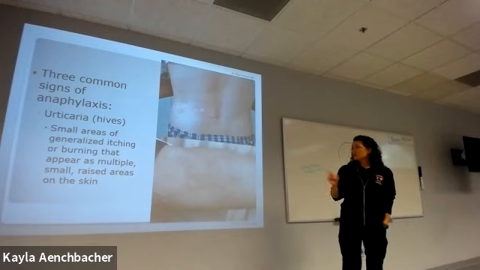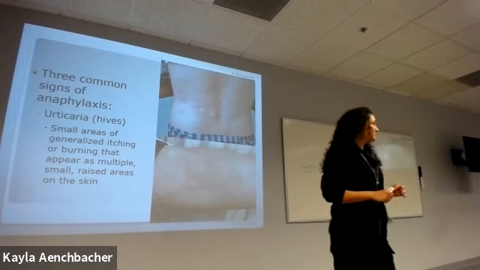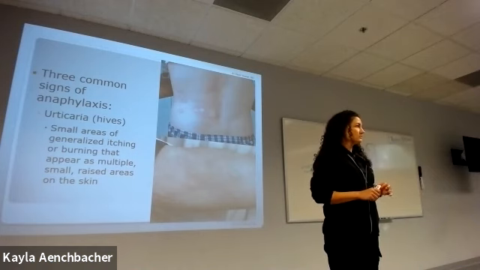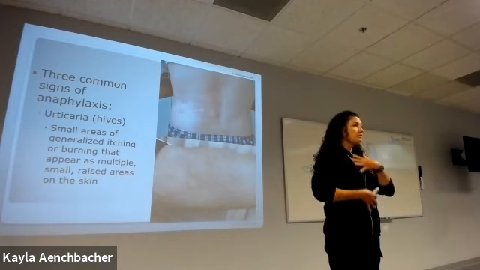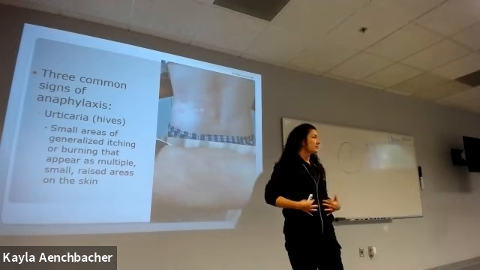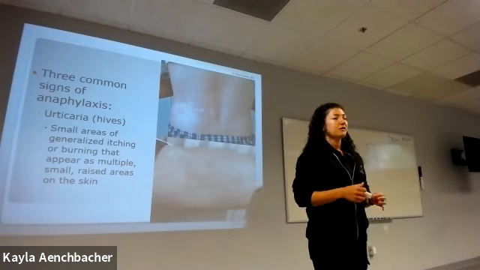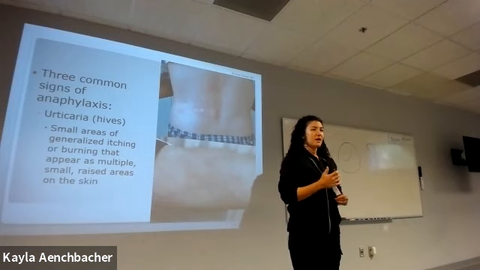Usually we will see these where? Usually on the core, right? On the neck, on the chest, and on the abdomen is typically where they present most frequently and most obvious. Why do you think that happens?